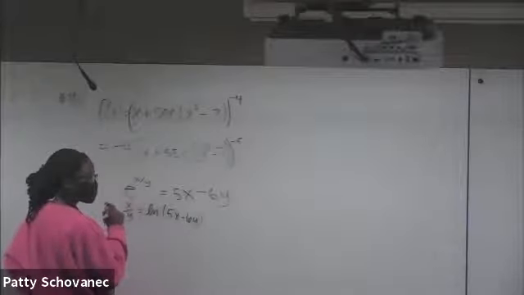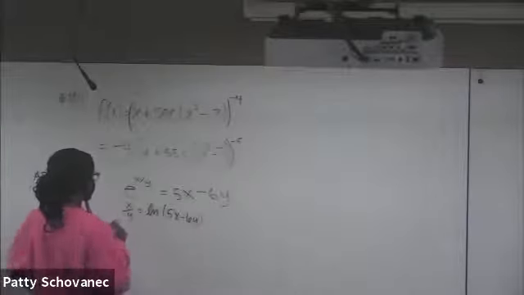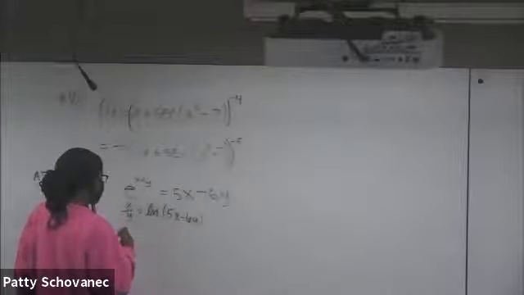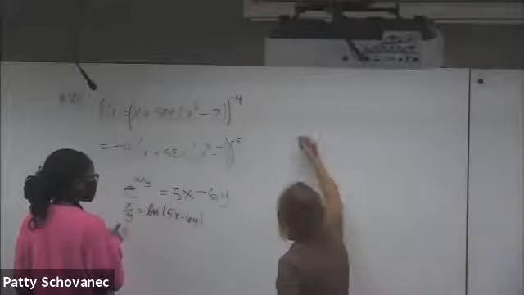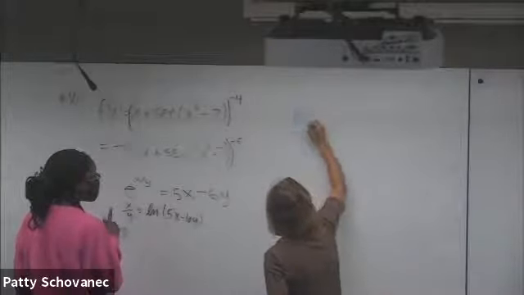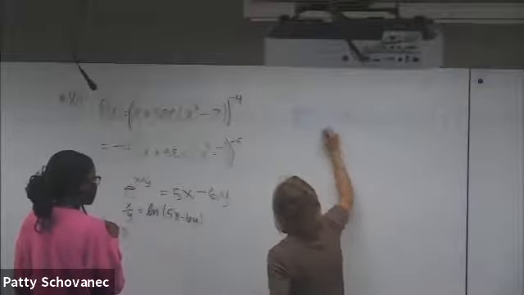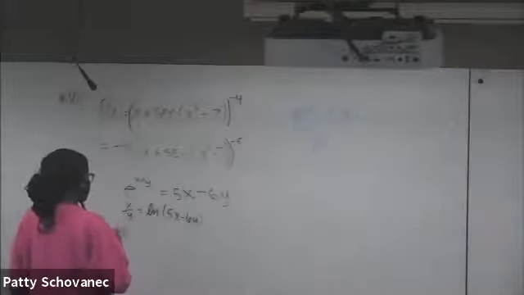Whoa, what'd you just do? You need bottom times the derivative of the top, minus the top times the derivative of the bottom. Wait a minute, where's the top? So bottom times the derivative of the top, minus the top. This is what you're missing, times the derivative of the bottom, all over bottom squared. There you go.